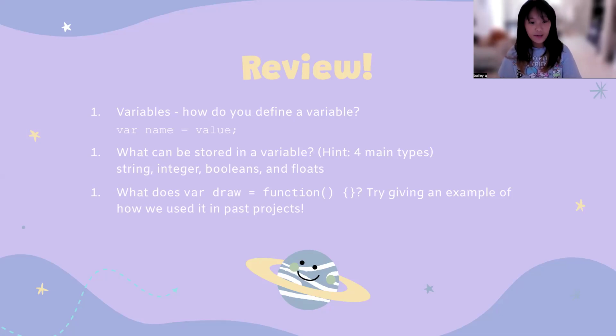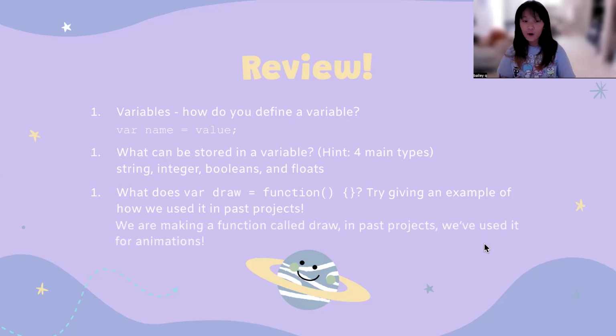And then last question, what does var draw equals function do? Try giving an example of how we used it in past projects. So we're making a function called draw, and in past projects we've used it for animations. So elaborating on it a bit, if you recall in lesson 5 and 6 of beginning JavaScript, we made a dice game as well as a moving car. So this draw function works as a forever loop where it repeats and repeats over and over, and it makes it look like your project is being animated.